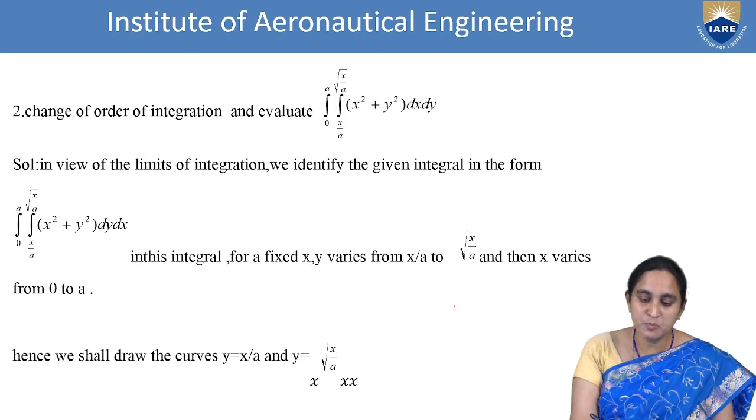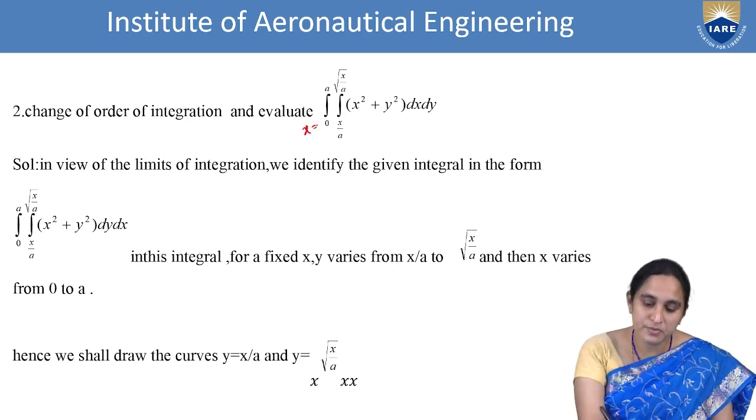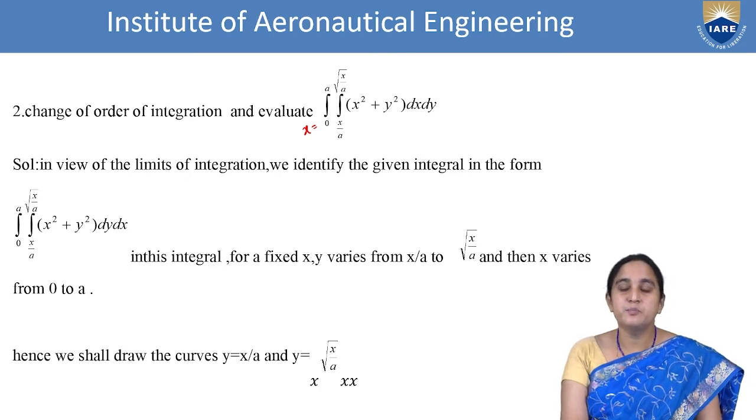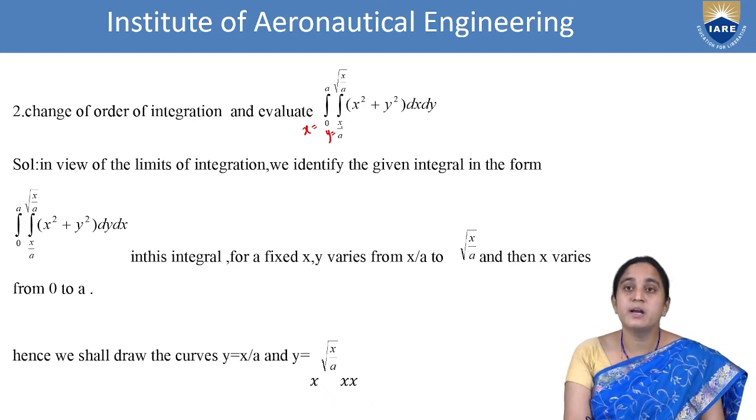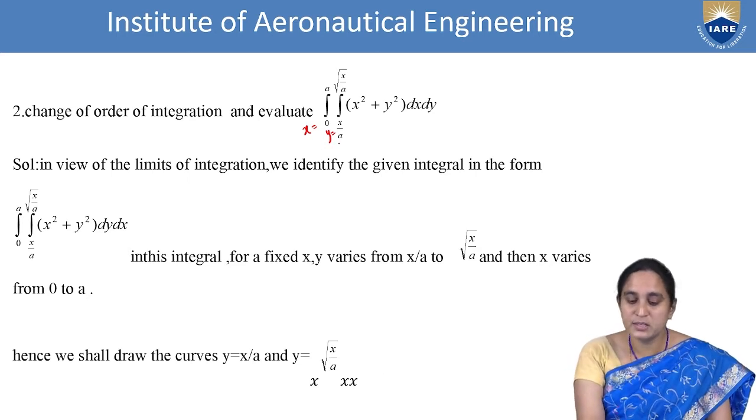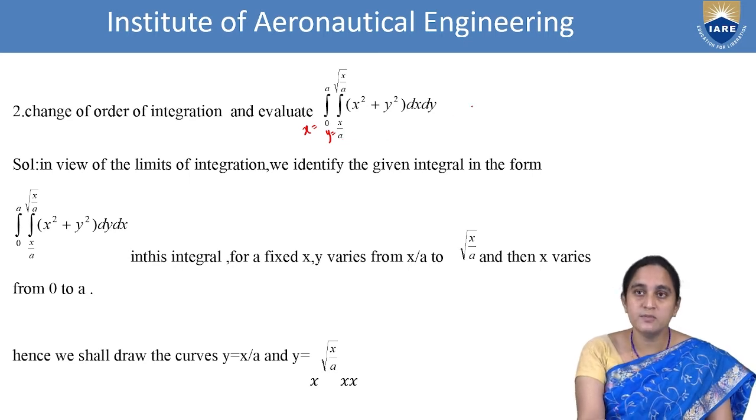From the given limit points, which one is fixed here? Here x limit points are fixed, and y limits varies from x by a to root x by a. If x is fixed and y is in terms of x, for that case, question will be in terms of dy dx form. Here they have given the question as dx into dy, but it is not correct.